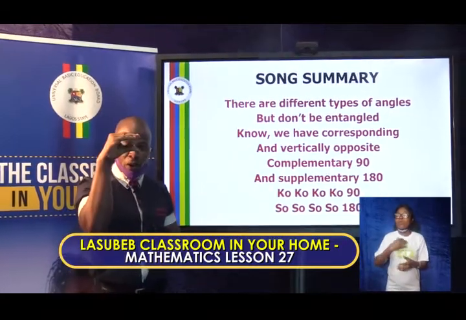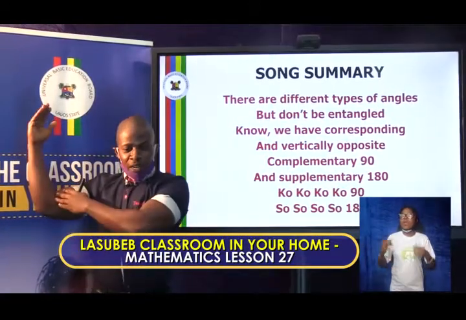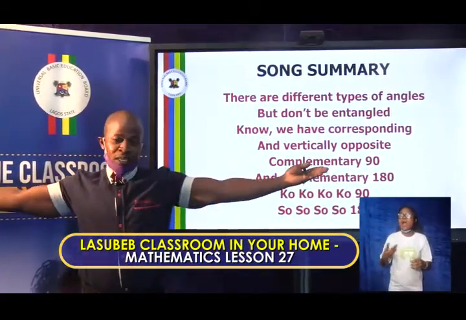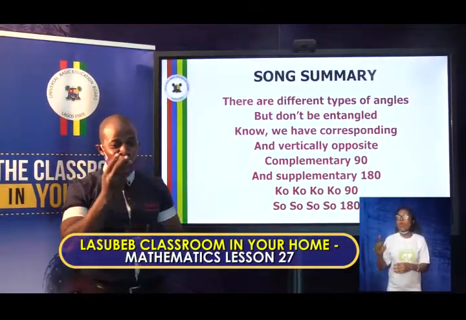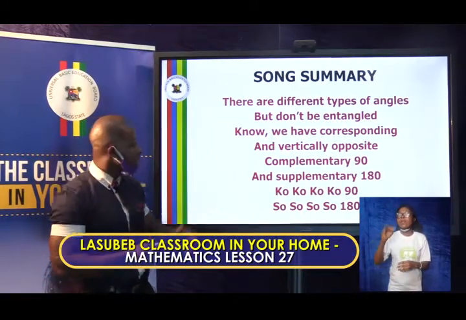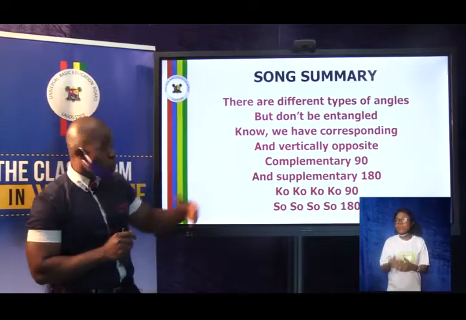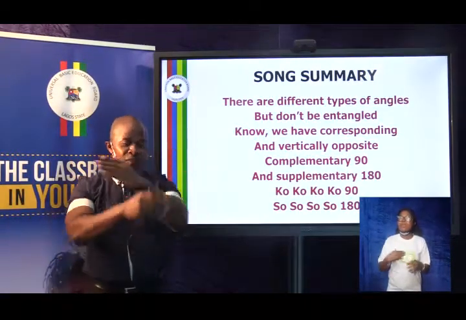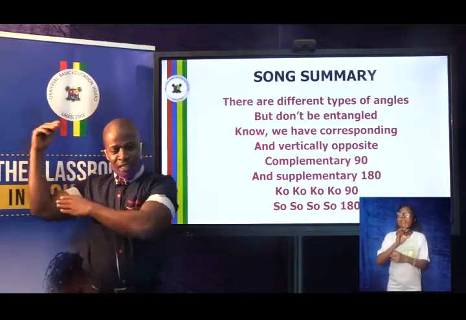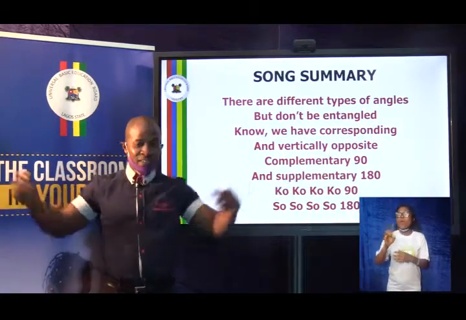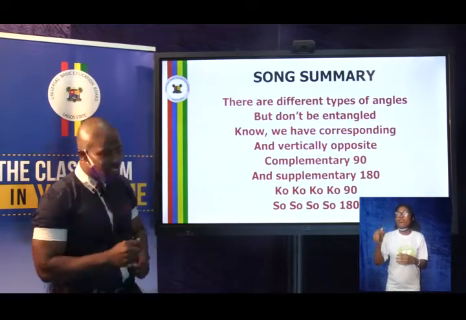There are different types of angles, but don't be entangled, no. We have corresponding and vertically opposite. Complementary 90 and supplementary 180. As in 90 and so 180. There are different types of angles, but don't be entangled, no. We have corresponding and vertically opposite. Complementary 90 and supplementary 180. 90, so 180.